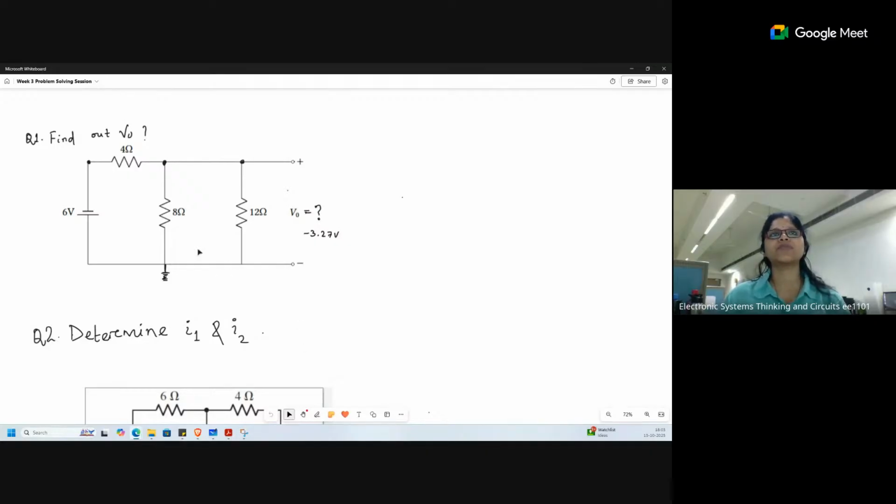But before going to that, this question we have solved last time. So everyone got the answer minus 3.27 volt. By applying the KCL or KVL concepts, I wanted to say something new, like a voltage divider rule. Do you know voltage divider rule? If a subcircuit is given, how should you apply the voltage divider rule? Can anyone answer?